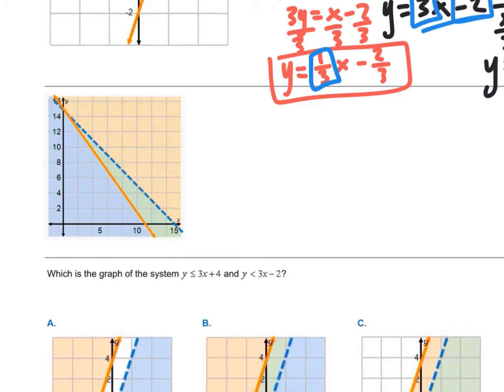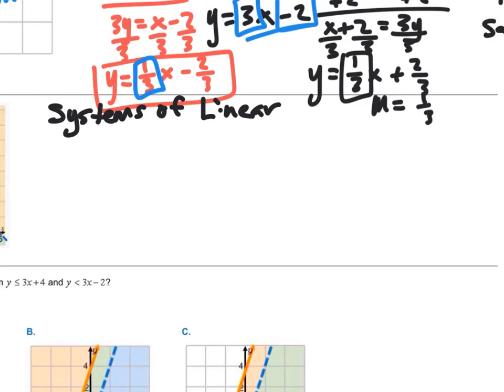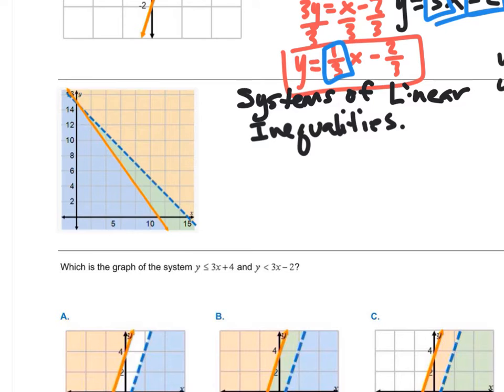Okay, the next part is a concept that we want to call systems of linear inequalities. Let me just write it here. Basically, you have two inequalities. You have this line here, and you have this line here. And what we're trying to figure out is what values for x and y are going to satisfy the inequality.